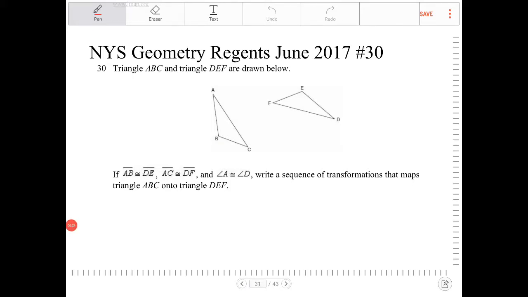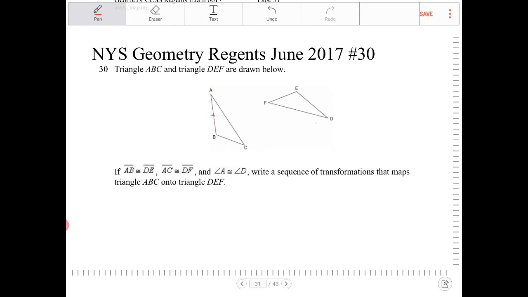Triangle ABC and triangle DEF are drawn below. If AB is congruent to DE, AC is congruent to DF, and angle A is congruent to angle D, write a sequence of transformations that maps triangle ABC onto triangle DEF.